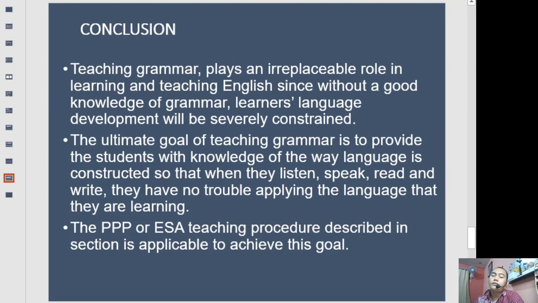In conclusion, teaching grammar plays an irreplaceable role in learning and teaching English, since without a good knowledge of grammar, learners' language development will be severely constrained. The ultimate goal of teaching grammar is to provide the students with knowledge of the way language is constructed so that when they listen, speak, read, and write, they have no trouble applying the language that they are learning. Language teachers are, therefore, challenged to use creative attempts to teach grammar so that such a goal can successfully be achieved. The PPP or ESA teaching procedure described in this section is applicable to achieve this goal.